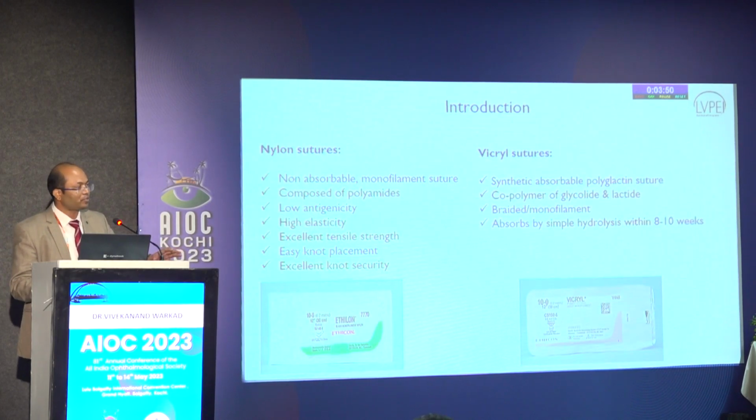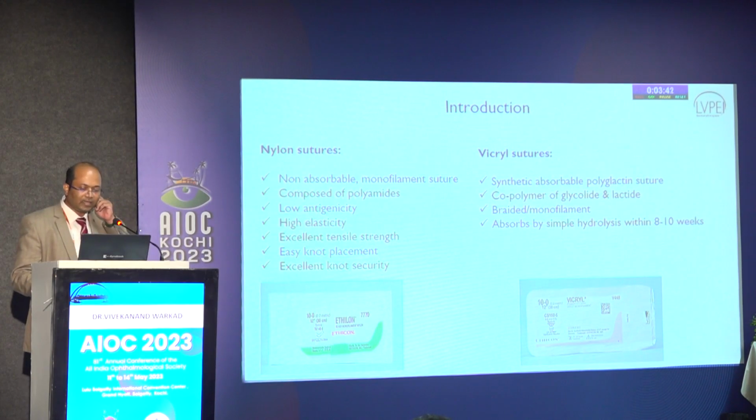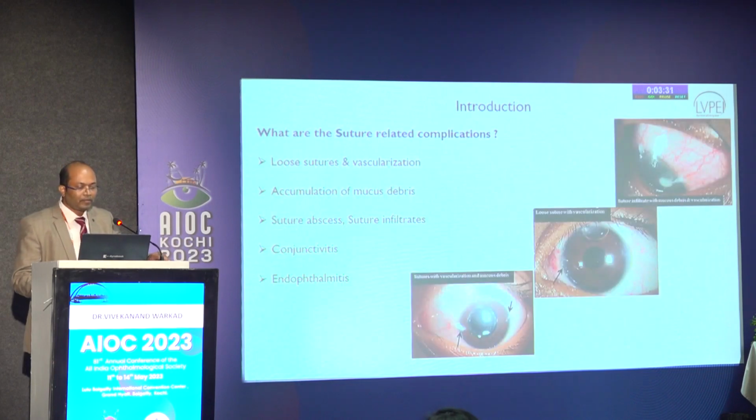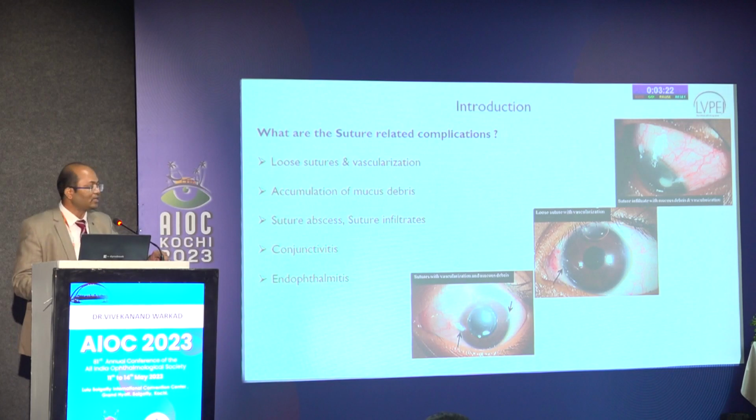So we have these two options. We try to look at nylon versus Vicryl. Nylon we have traditionally been using for decades and decades. Why Vicryl? This is a synthetic absorbable polyglactin suture, which is a copolymer of glycolide, and it is a braided filament, and it absorbs by simple hydrolysis within 8 to 10 weeks. So what are the complications related to suture? It could be loose suture and vascularization, accumulation of suture debris, suture abscess, infiltrates, conjunctivitis, and very rarely, endophthalmitis.